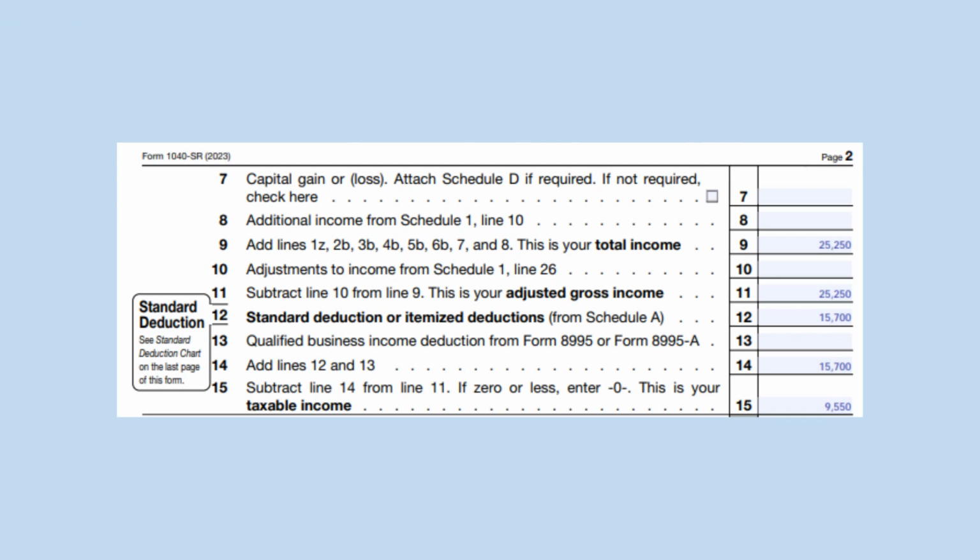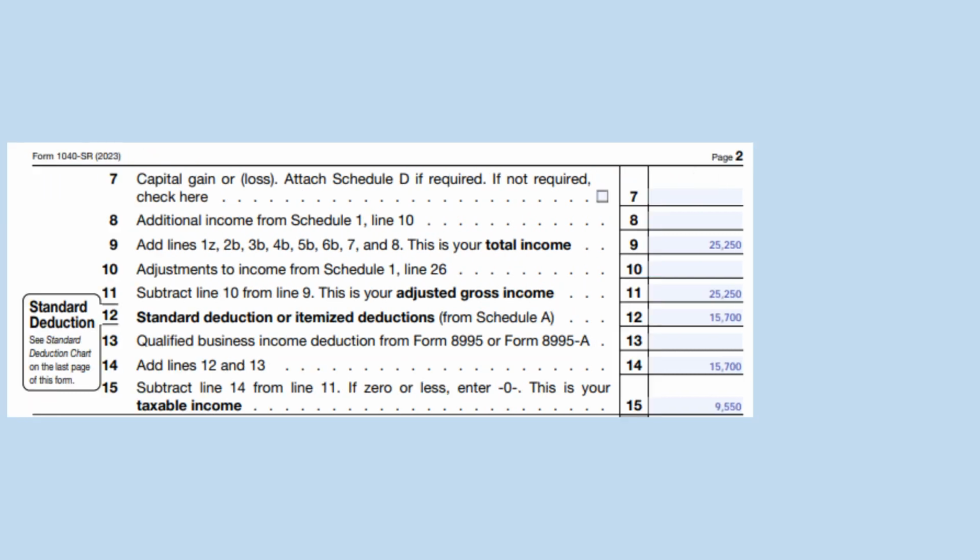On line 9, add up your total income. In our example, it is $25,250. Carry that down to line 11 as you don't have any adjustments to income. On line 12, we will put the larger of your standard or itemized deductions. In our example, the greater amount will be your standard deduction.